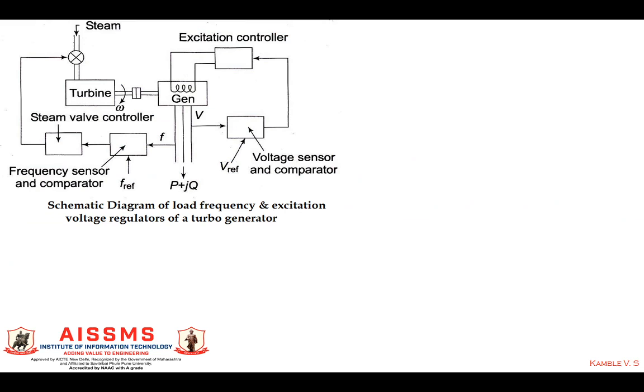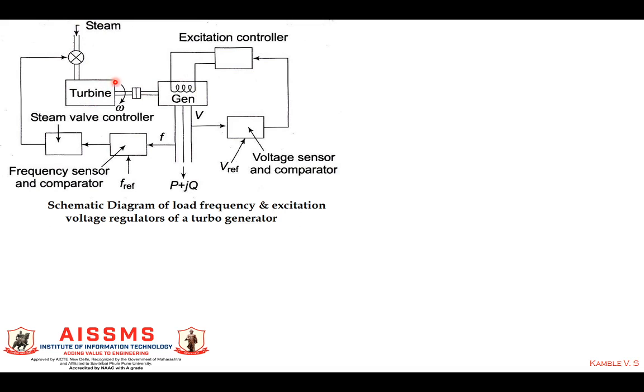So this is a schematic diagram of load frequency and excitation voltage regulators of a turbo generator. If you see this diagram, this is the generator. This generator is coupled to the turbine. Let us say this is a steam power plant. So steam will be given as the input to the turbine. With the help of this steam, it will produce the mechanical power. This turbine is coupled with the generator.